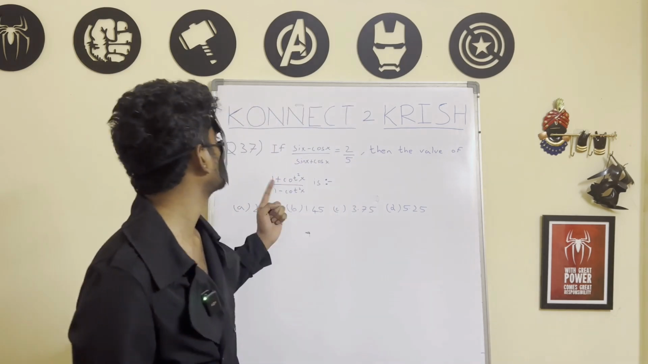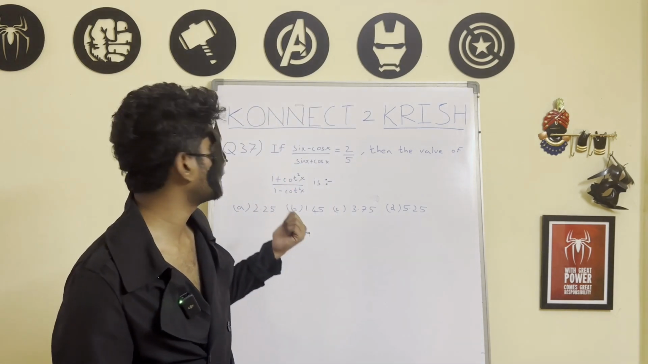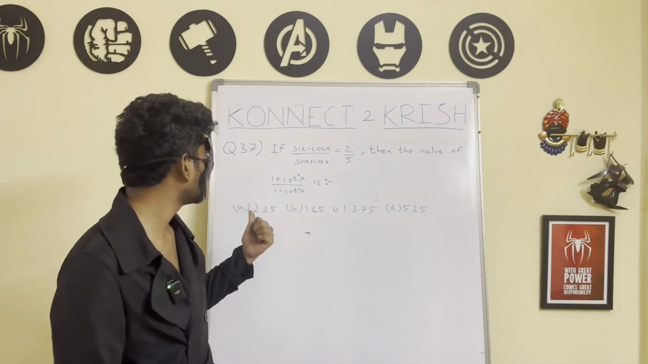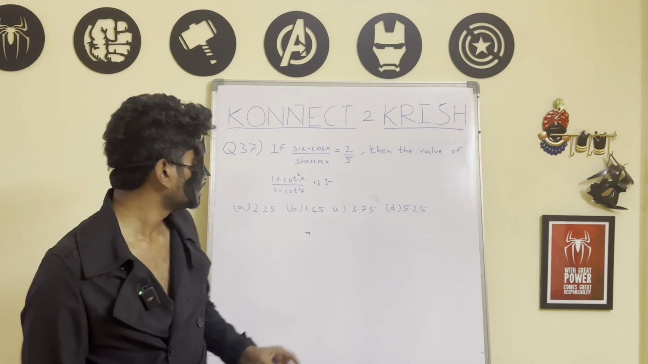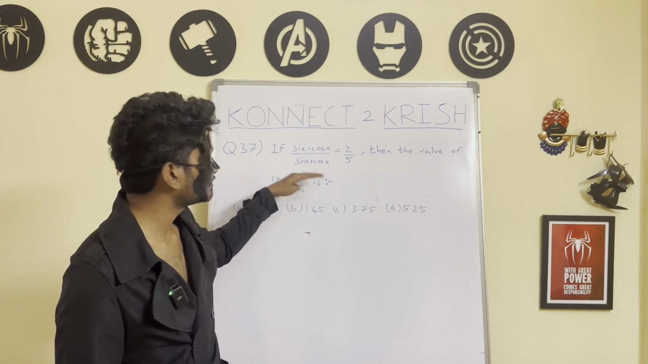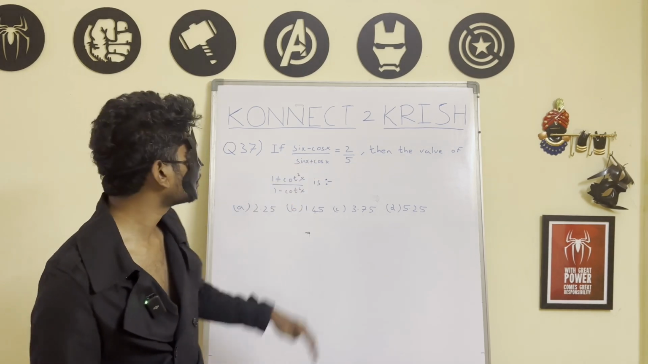Hi superhumans, let's continue to solve trigonometry questions which appeared in SSC CGL 2023 Tier 1 and also learn relevant concepts based on it. So superhumans, next question is, if (sin x minus cos x) by (sin x plus cos x) is equal to 2 by 5, then the value of (1 plus cot square x) by (1 minus cot square x) is. We already solved these kind of questions, but here, instead of converting this part into cot, I am going to directly solve it.